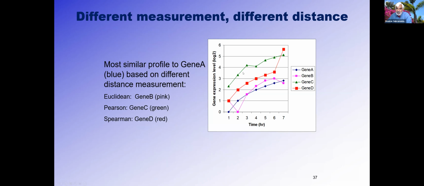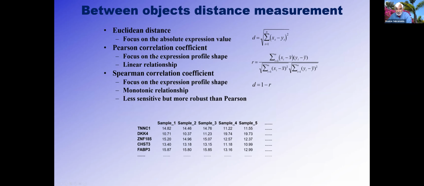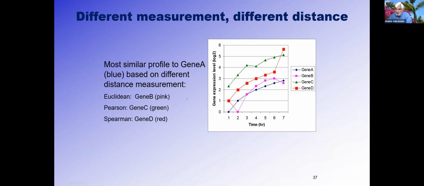What does clustering do? Each type of approach, Spearman, Pearson, or Euclidean, gives me slightly different values of clustering. For example, here, gene A and gene B, gene C and gene D, how they're related to different clustering, they are not the same. They may produce slightly different clusters.